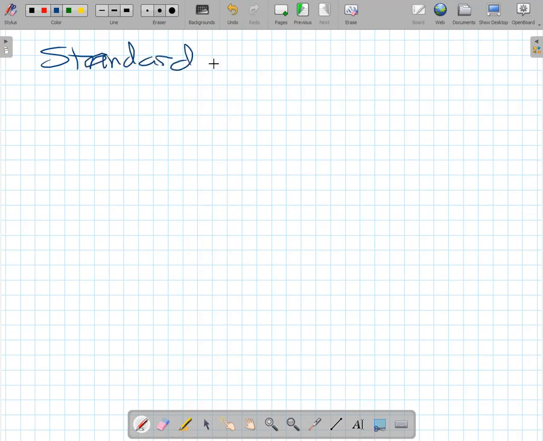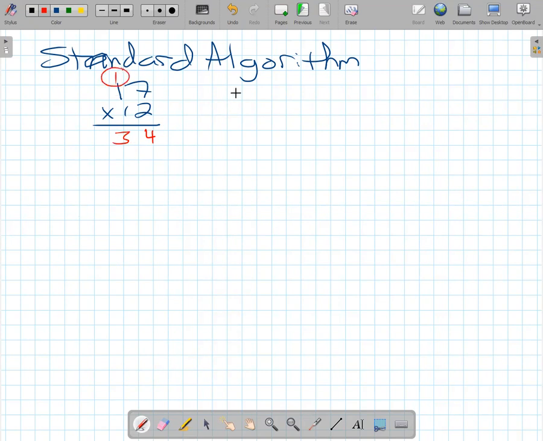So the standard algorithm: 17 times 12, right? We write 2 times 7 is 14. We put the 4 ones there and the 1 ten up above. 2 times 1 is 2 plus 1 is 3. Right, so there's one of the carries, like one of the trades.